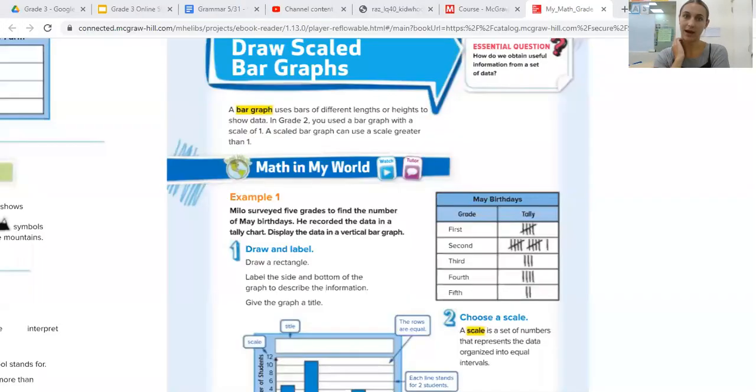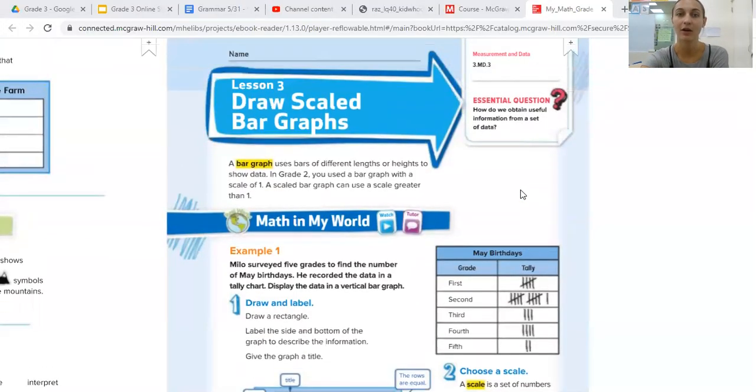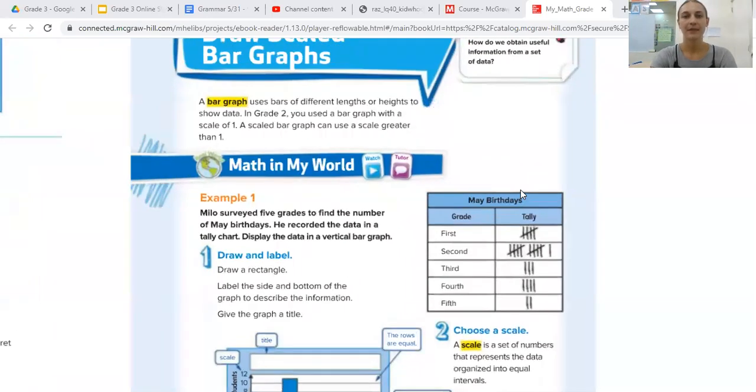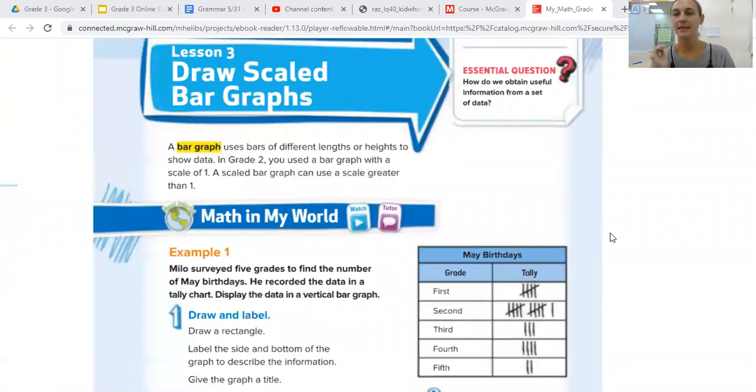So I'm gonna share my screen with you. We're gonna keep moving with some graphs. Today we're gonna be working on bar graphs. So let's read about a bar graph. You guys have probably seen these before. You might have done them before. If so, you're on great track.